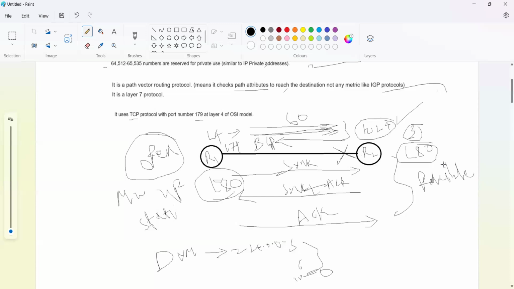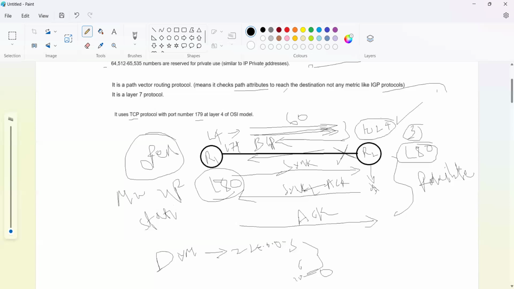Once this router comes back up, again it will send a SYN packet. Then it will send a SYN-ACK. Once this router gets the SYN-ACK, it will give the acknowledgement. Likewise, they will send the unicast messages.